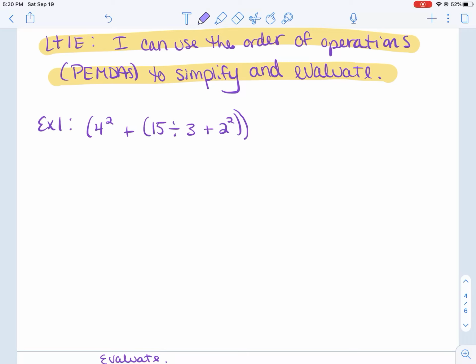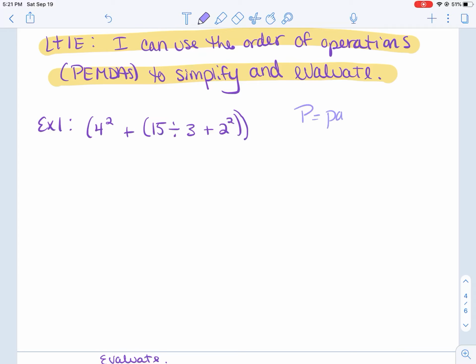Hello, Algebra 2. This video is covering Learning Target 1E. I can use the order of operations, also known as PEMDAS, or please excuse my dear Aunt Sally, to simplify and evaluate. So if you recall, PEMDAS is just telling us the order we should do operations in so that we actually get the correct answers. There is a right and a wrong way.